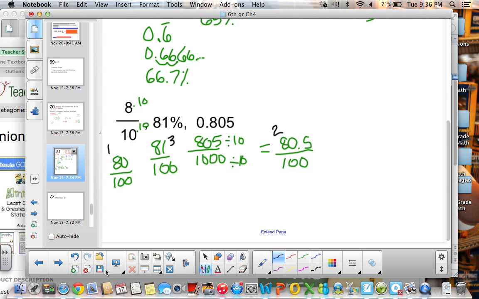So now I'm going to rewrite it. Actually, each one we need to convert back. So we would have 8/10, and then 805 thousandths, and then 81%. Okay?